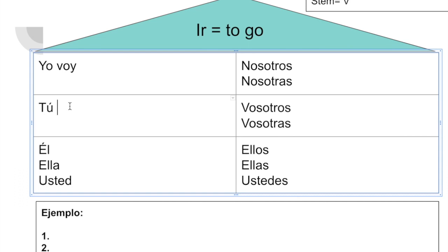Tú vas. Él, ella, usted va. Nosotros o nosotras, vamos. We go. Vosotros y vosotras, vais. You all, informal, in Spain, go. Ellos, ellas, ustedes, van.